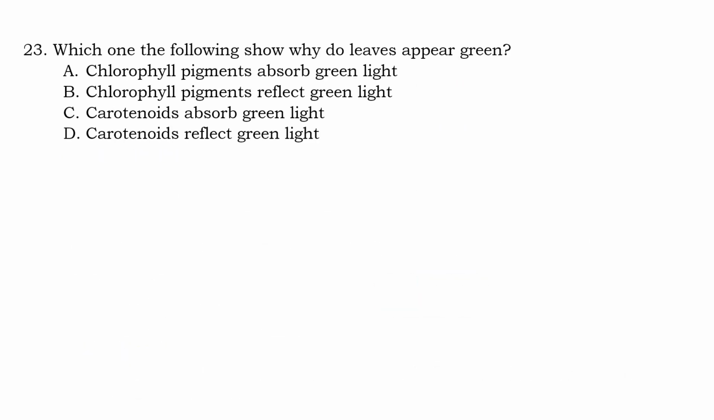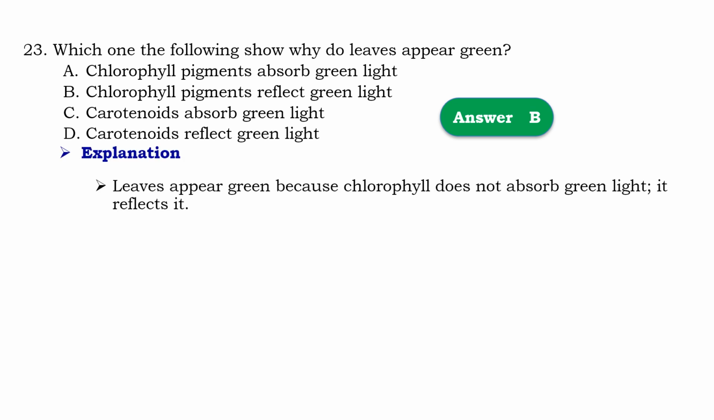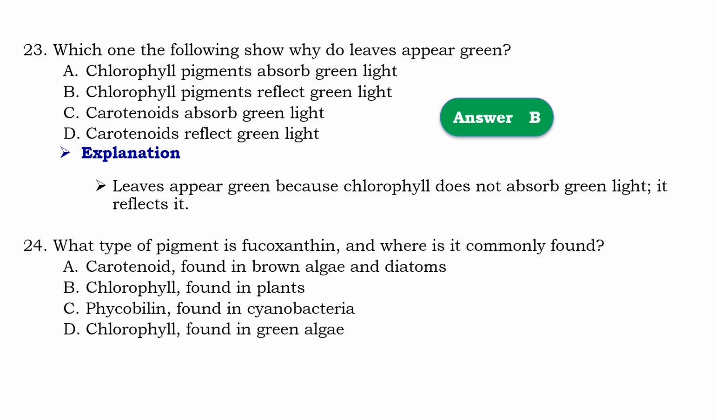Question number 23: which one of the following shows why leaves appear green? So that should be B, chlorophyll pigment reflects green light. Means that leaves appear green because chlorophyll does not absorb green light, it reflects it. Question number 24: what type of pigment is photosynthesis and where is it commonly found?